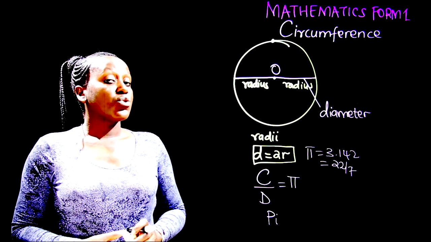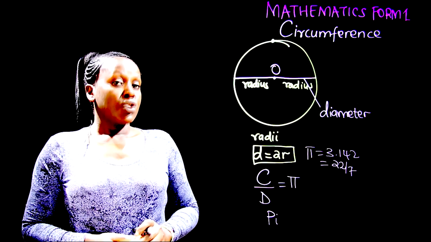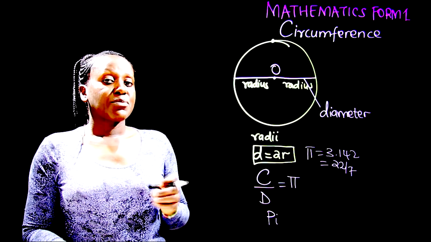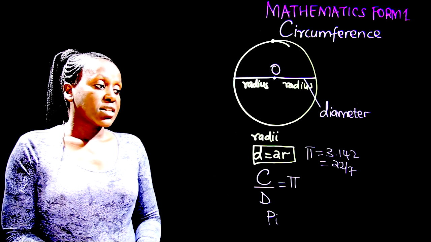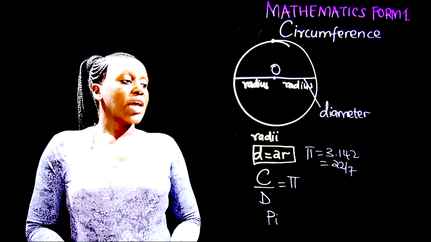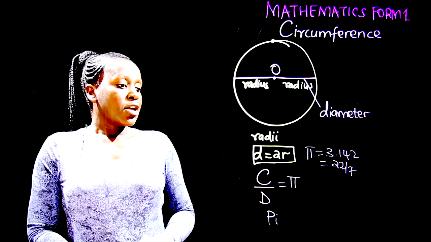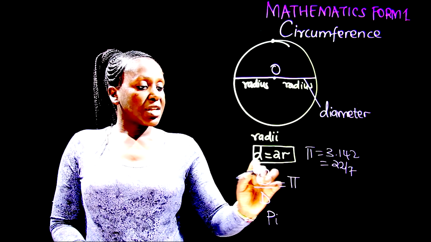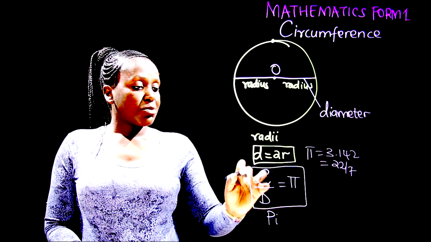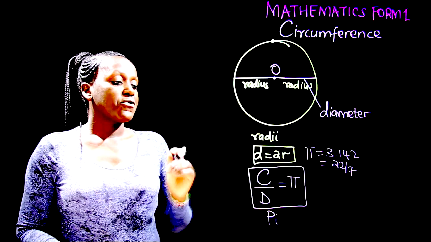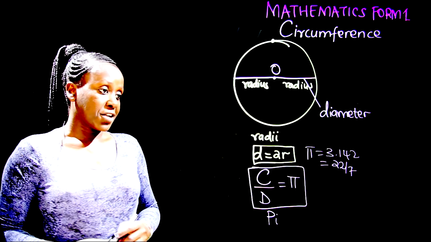Other questions do not specify at all. So what you do is that at that moment you choose the one that works best for you, and then proceed and use it. So from this relationship, we can come up with a formula for calculating the circumference.